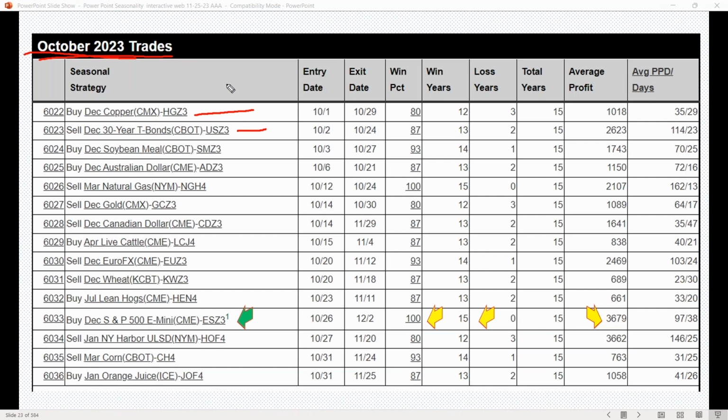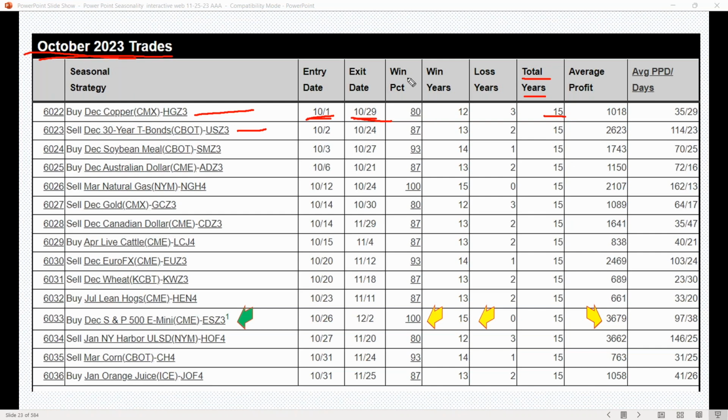These stats look at just the seasonal tendency and they mark their trade based on certain dates in and certain dates out. This is going back to 2022. This entry would have been going long December copper futures, getting in on the 1st of October, out on the 29th. Here's the number of trades. This goes back 15 years total.